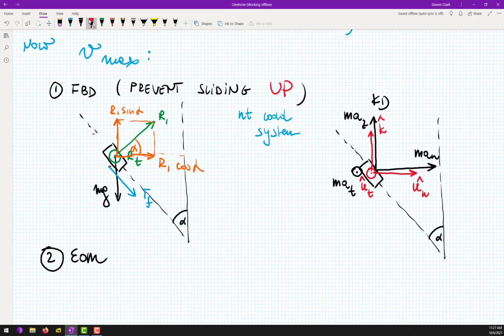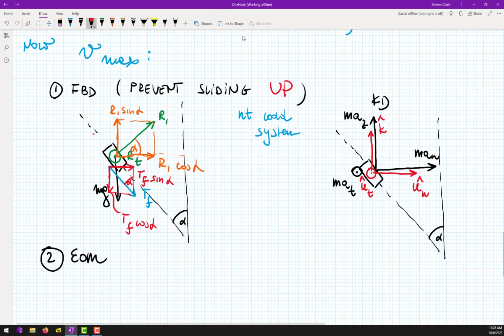So let me do these projections. So we have this red vector and this red vector. And if alpha is here, I bet that alpha will be here. So this one will be TF sine alpha. And this vector will be TF cosine alpha. That's all. That's all the difference.